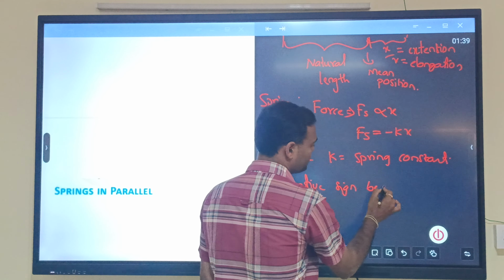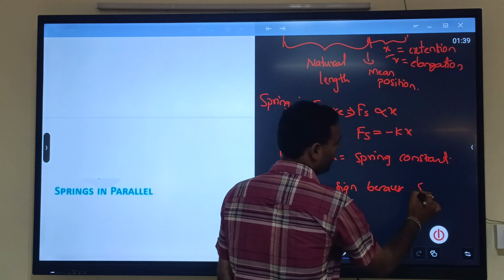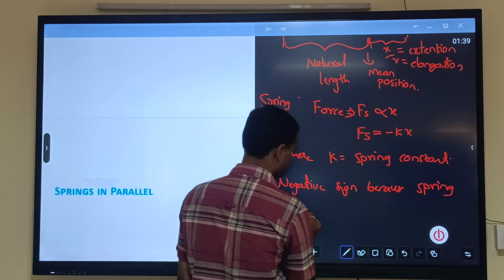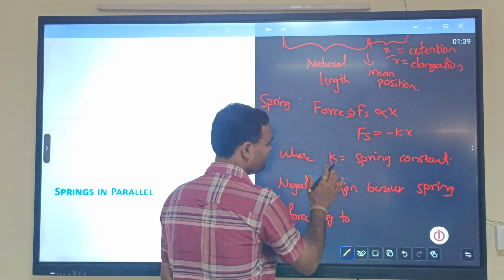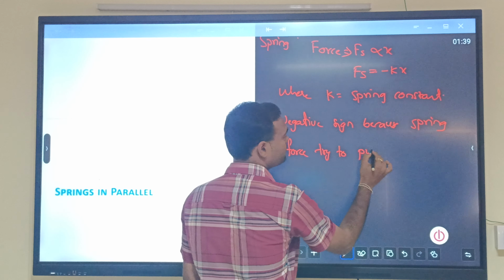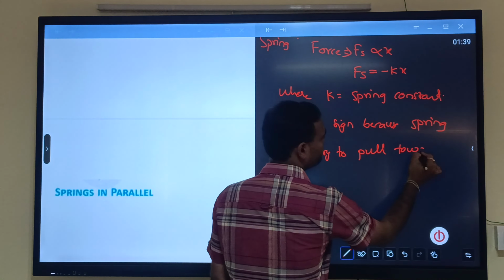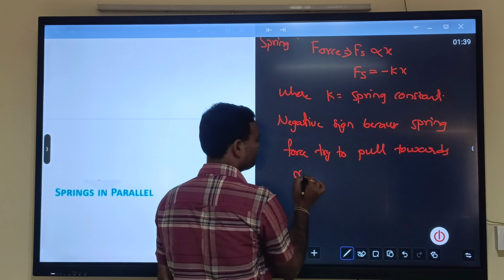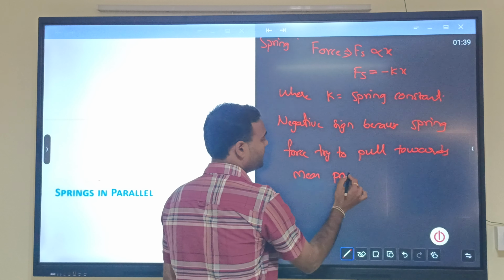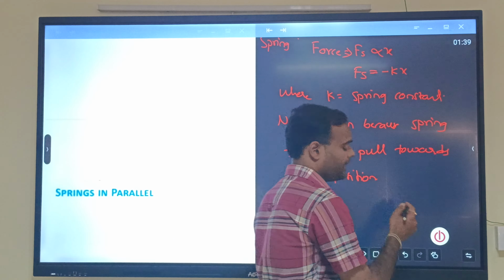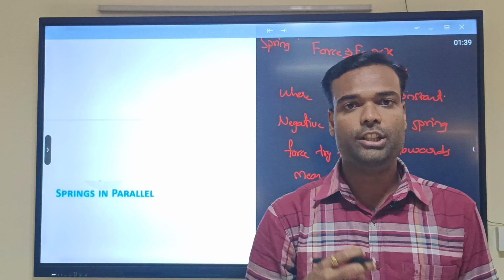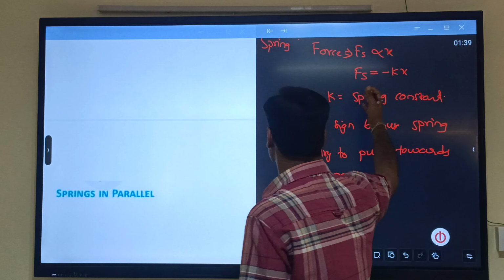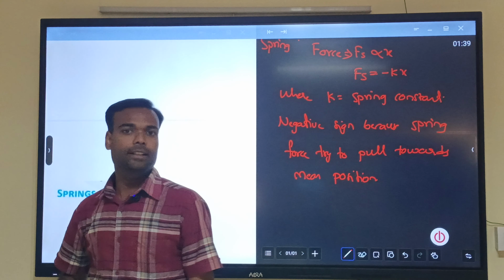because the spring force tries to pull towards the mean position. That means whenever a force is trying to pull any object towards its original position, we have to represent it with a negative sign. This is the spring force concept.